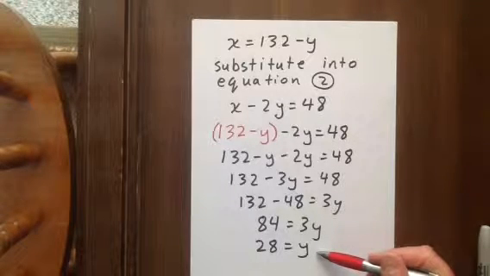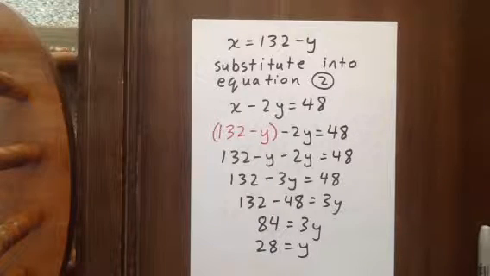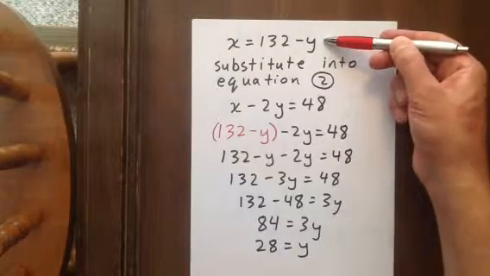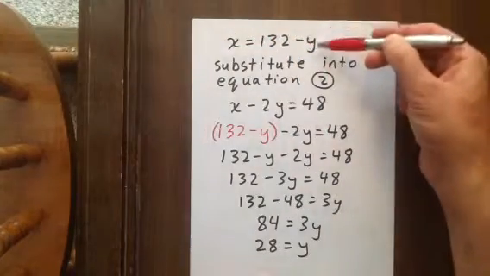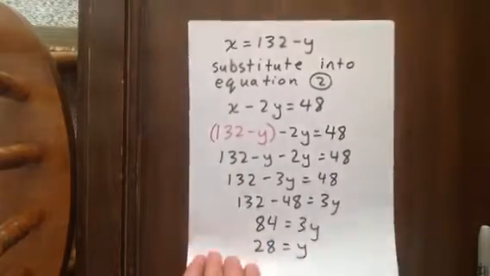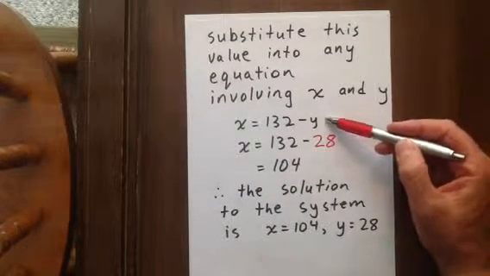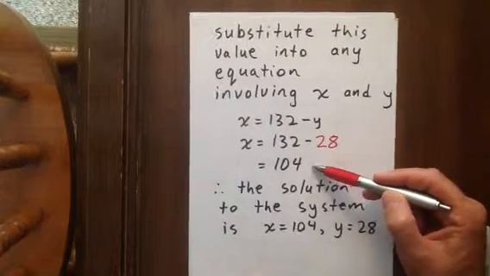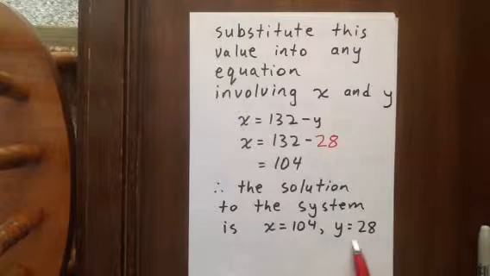And now that we have that, we're going to take this value for y and substitute it into any previous equation we had involving both x and y. Well, this is a really good one to use because it has x isolated already and it's tailor-made for subbing in a value for y and solving for x. So that's what we're going to do. Okay, since x equals 132 minus y, we can say x is 132 minus 28, which is 104. And so the solution to the system of equations is x equals 104 and y equals 28.